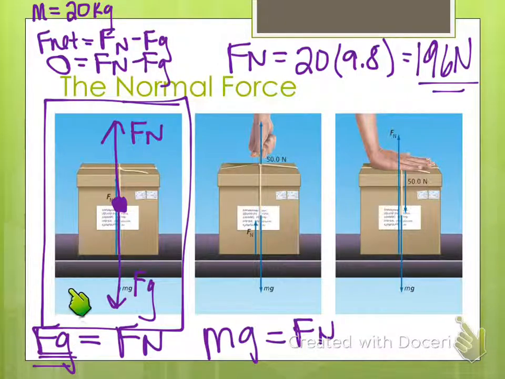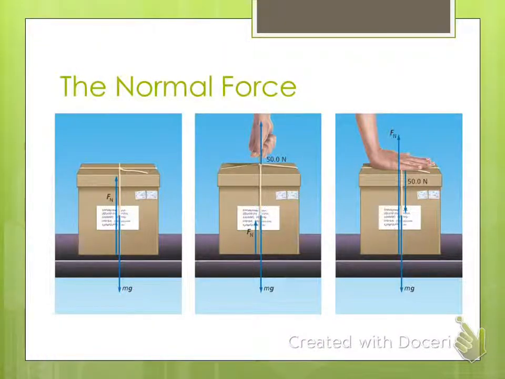We know that the gravitational force, or F sub g, is always equal to mass times gravity. So that's going to be how we solve for normal force a lot of the time, right? If the system's at rest vertically, we can take mass times gravity to equal our normal force. Okay? All right.